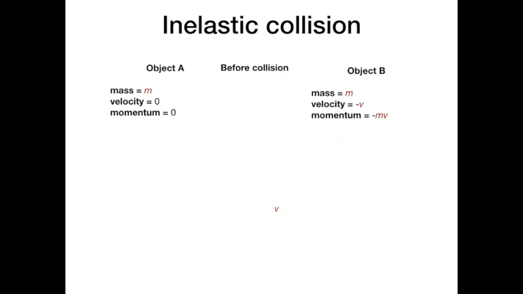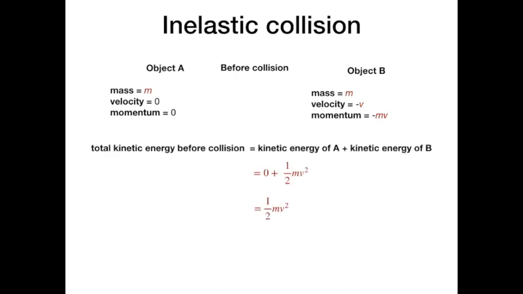The total kinetic energy before the collision is the sum of the kinetic energy of individual objects. Kinetic energy of object A is 0. Kinetic energy of the object B is half mv square. So the total kinetic energy is half mv square.